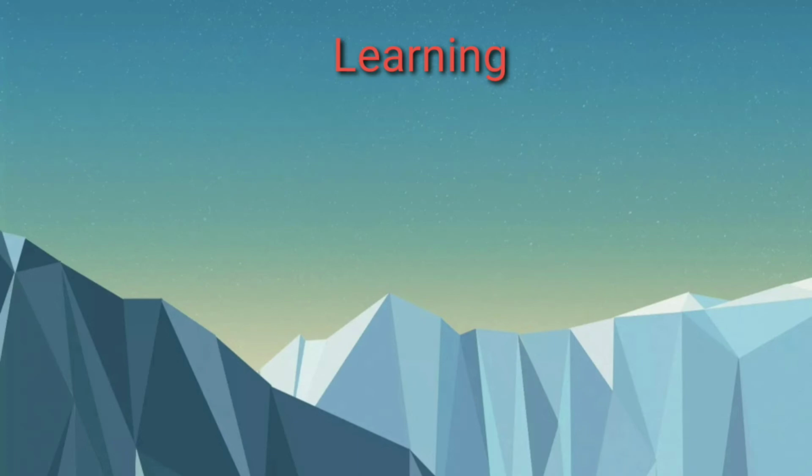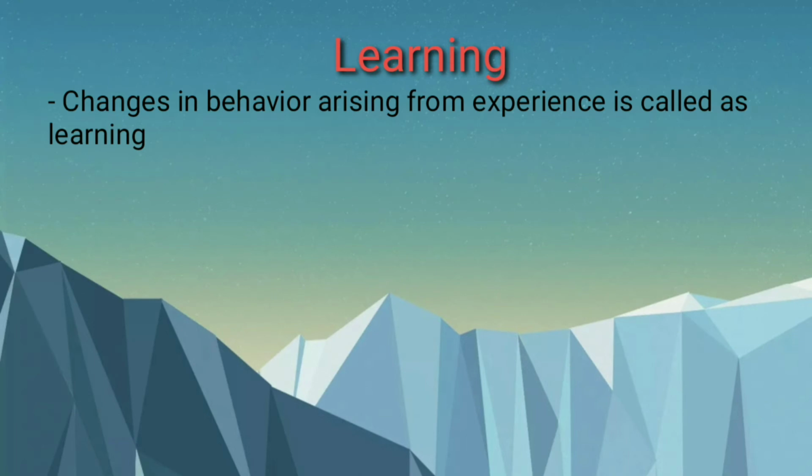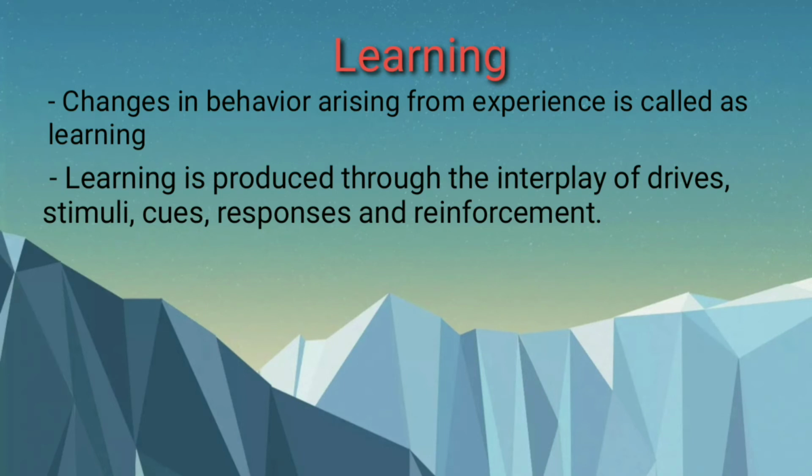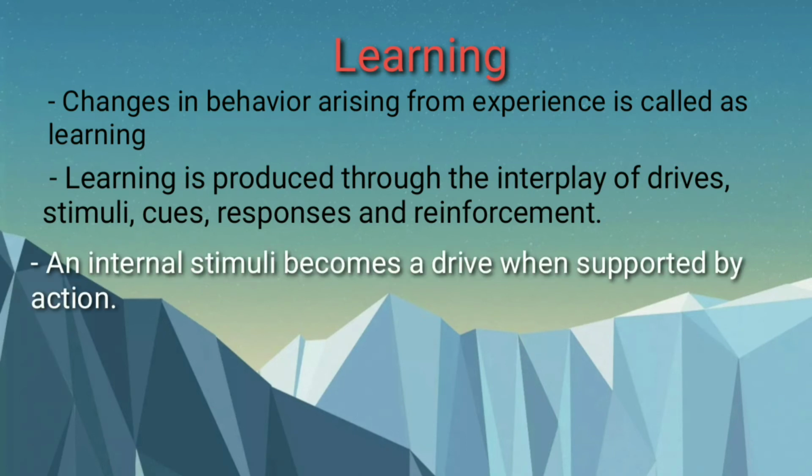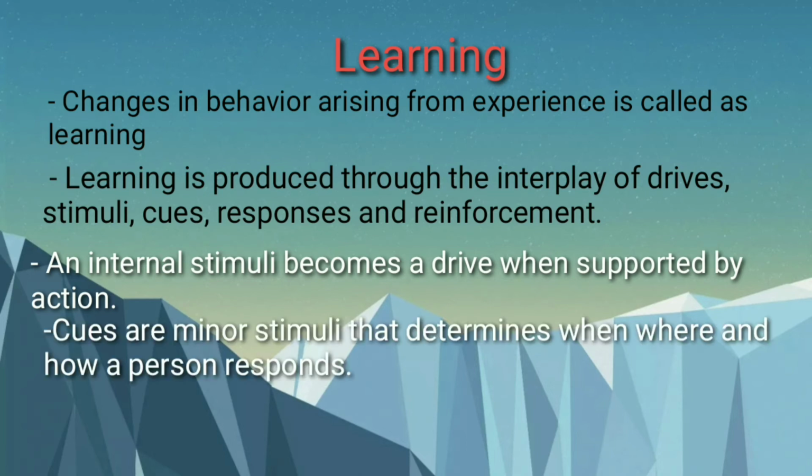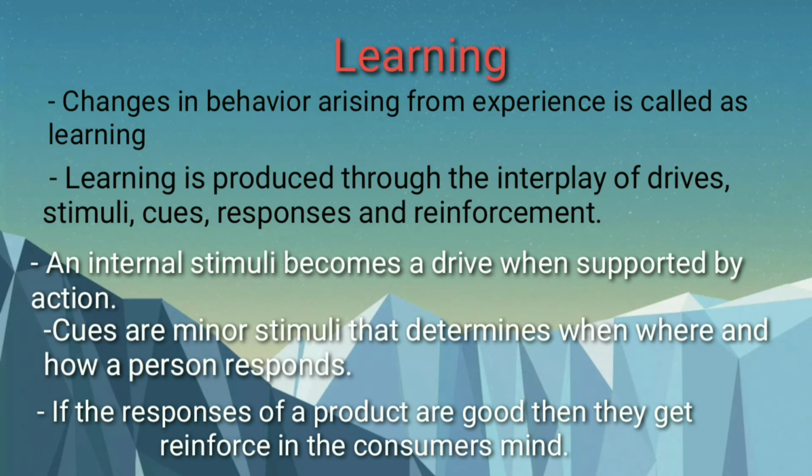Whatever changes come in your behavior from your past experiences is called learning. Changes in behavior arising from experience are called learning. Learning is produced through the interplay of drives, stimuli, cues, responses, and reinforcement. An internal stimulus becomes a drive when supported by action. Cues are minor stimuli that determine when, where, and how the person responds. Cues are minor stimuli which change your behavior to buy a particular product. Then if the responses to a product are good, they get reinforced in the consumer's mind.